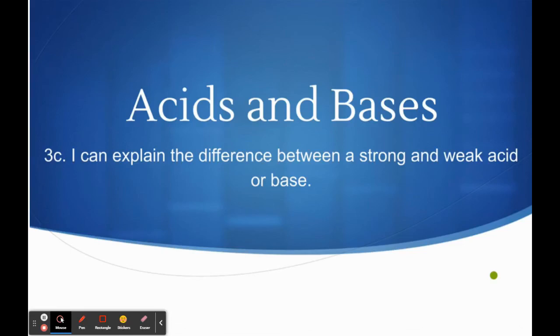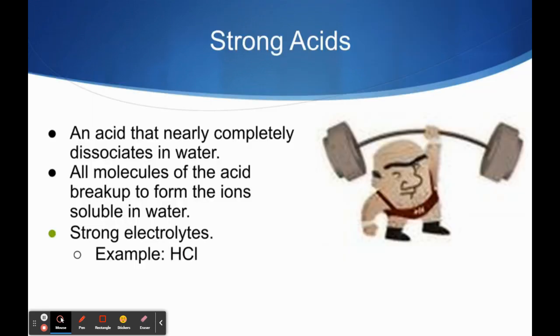I can explain the differences between a strong and weak acid or base. Now, strength of an acid or base is different than the concentration of an acid or base. So it's important to be able to distinguish between the two. So let's start by talking about what a strong acid is.